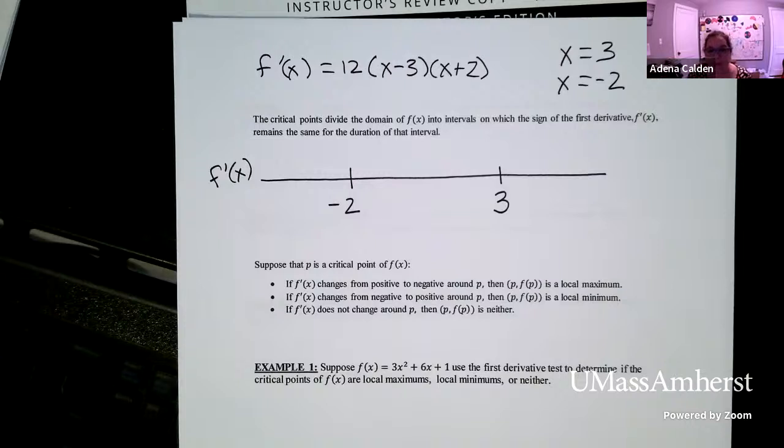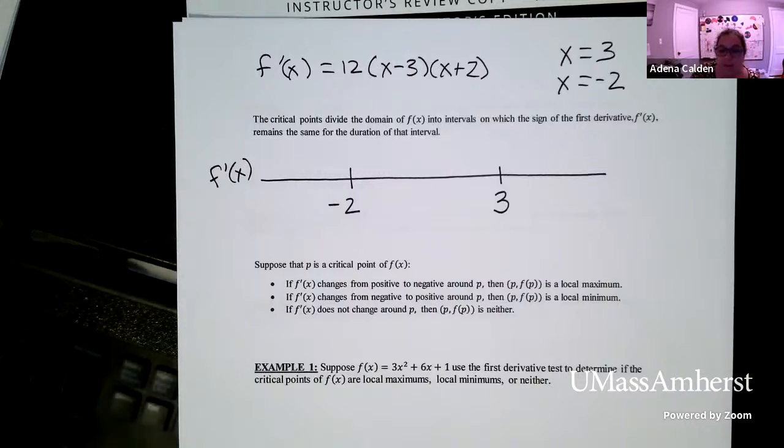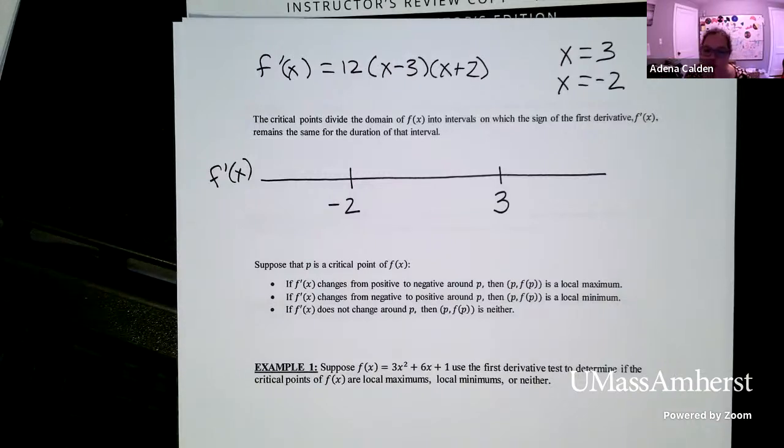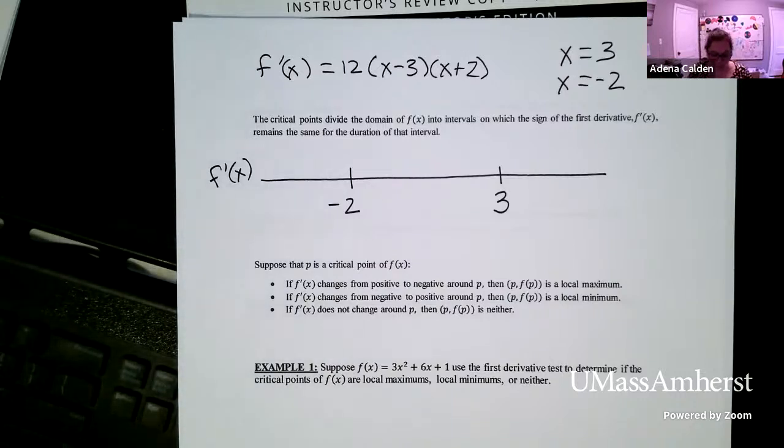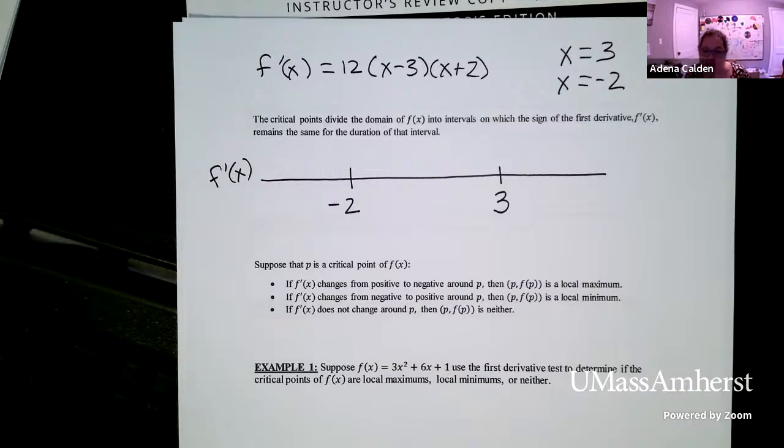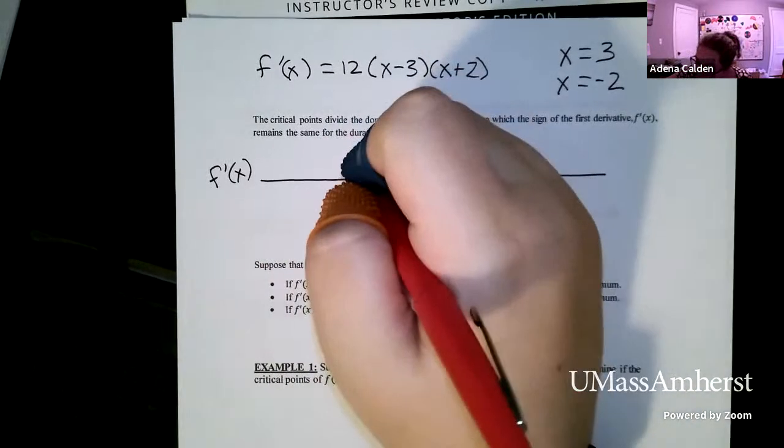Because what happens is that critical points divide the domain of the original function into intervals. And so what we're going to do is use the sign of the first derivative to help us understand whether we have local maximums or local minimums. So what does that look like? We know that the derivative is 0 at our critical points.